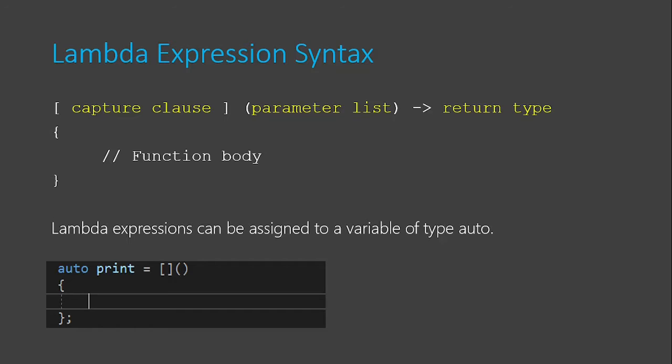So the first part is the capture clause, then we have the parameter list, then we have the return type. And another thing that's worth noting is that just like we can assign a function to a variable in JavaScript, we can also do the same thing in C++ as well. We can assign a Lambda expression to a variable. We can then use the opening and closing brackets to invoke the function on the variable name. So we'll see how that happens in a minute.